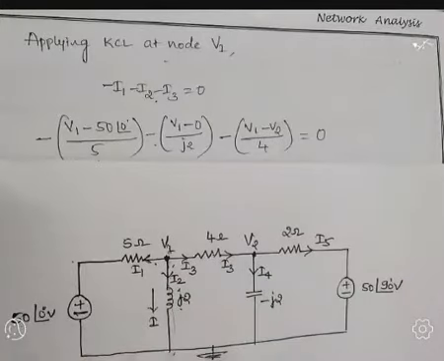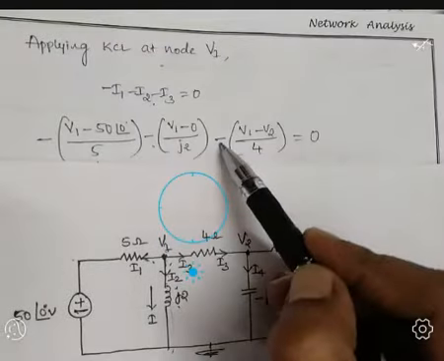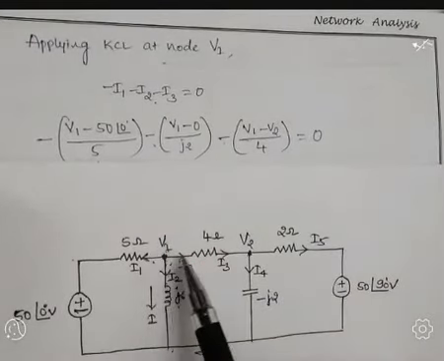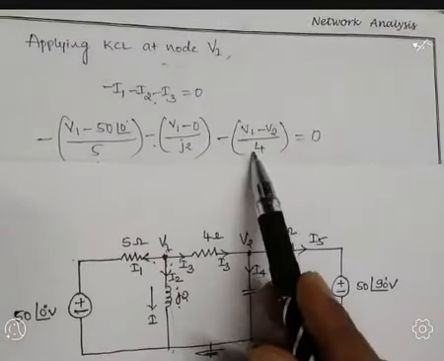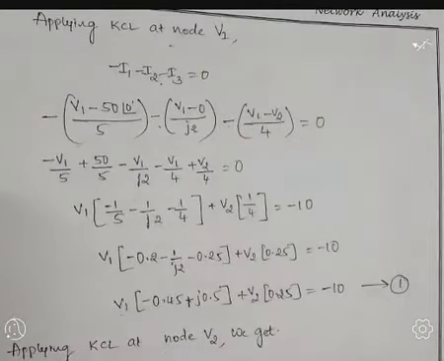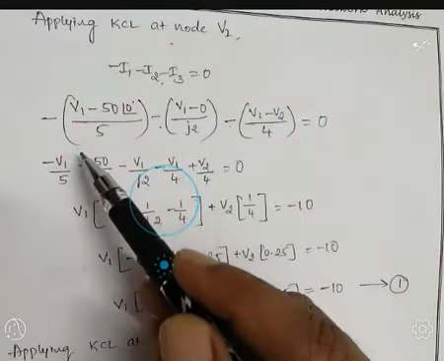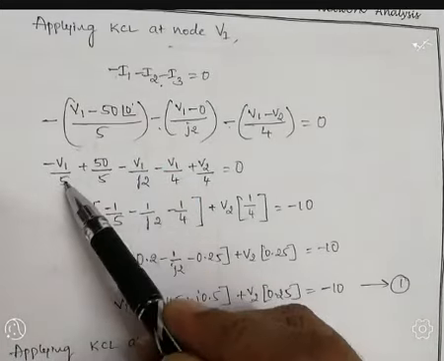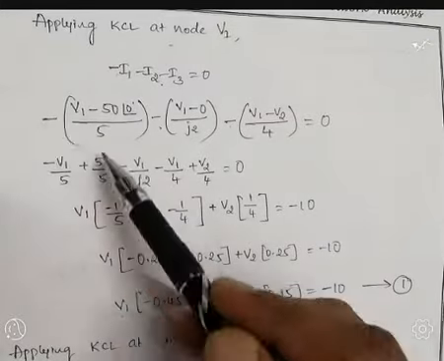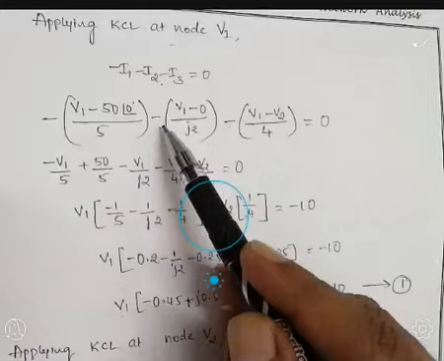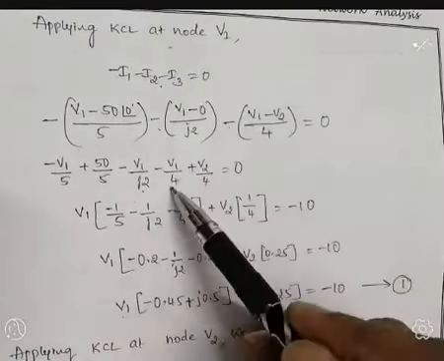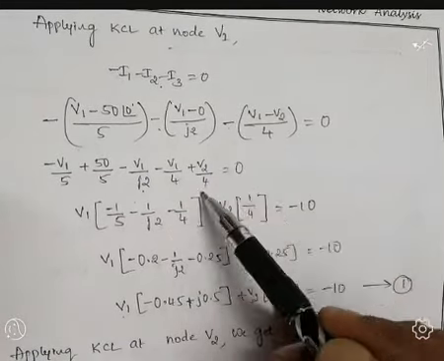Next, minus as it is, the current I3 is flowing through this branch, from V1 to V2. Hence (V1 minus V2) divided by 4 is equal to 0. Next, simplification of these values. I will separate the terms: minus V1 by 5, minus into minus plus 50 by 5, next minus V1 divided by j2, next minus V1 by 4, minus into minus plus V2 by 4 is equal to 0.